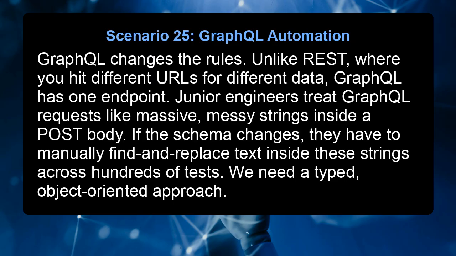Scenario 25. GraphQL automation. GraphQL changes the rules. Unlike REST, where you hit different URLs for different data, GraphQL has one endpoint. Junior engineers treat GraphQL requests like massive, messy strings inside a POST body. If the schema changes, they have to manually find and replace text inside these strings across hundreds of tests. We need a typed, object-oriented approach.